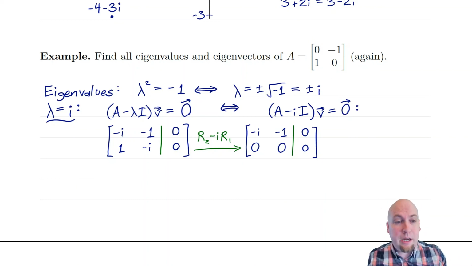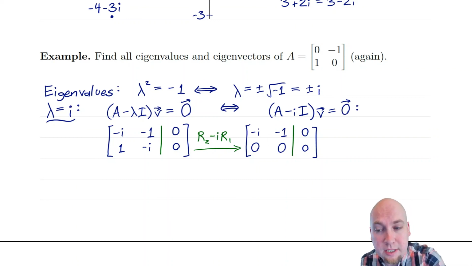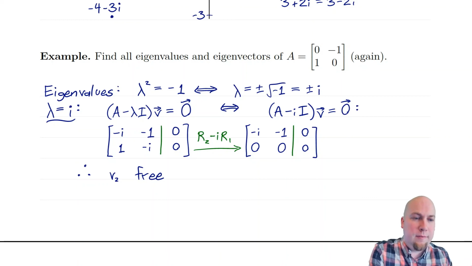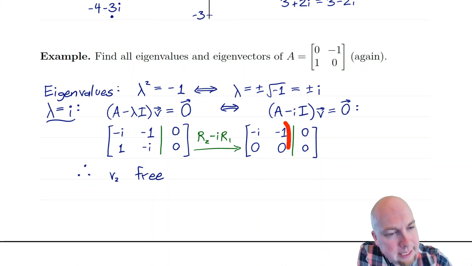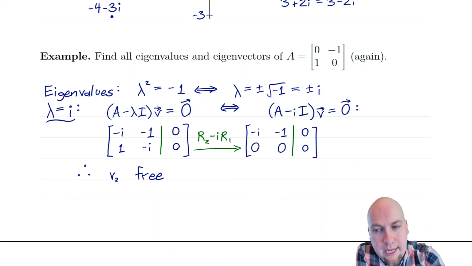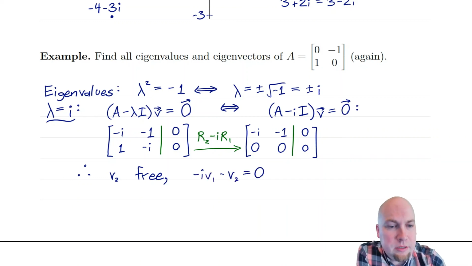All right, now I'm in row echelon form. Here's my one and only leading entry. 0 rows are tucked away at the bottom. Great, that's row echelon form. v1 is leading, v2 is free. So I want to get v1 in terms of v2. Well, what does this equation say? It says minus i times v1 minus v2 equals 0.